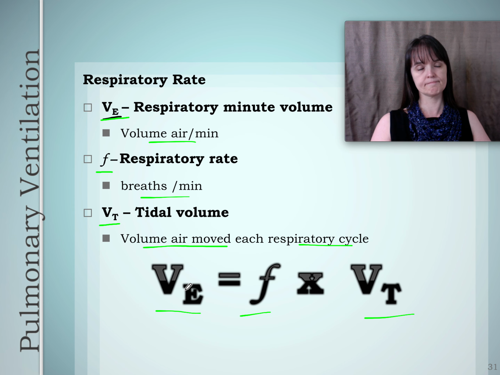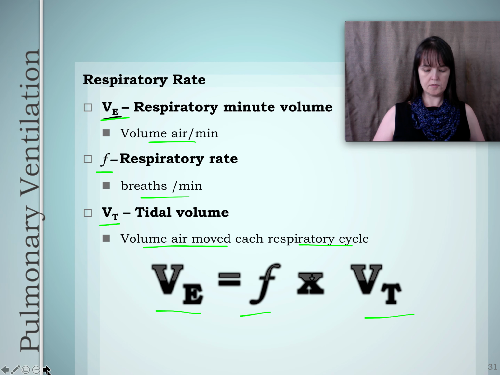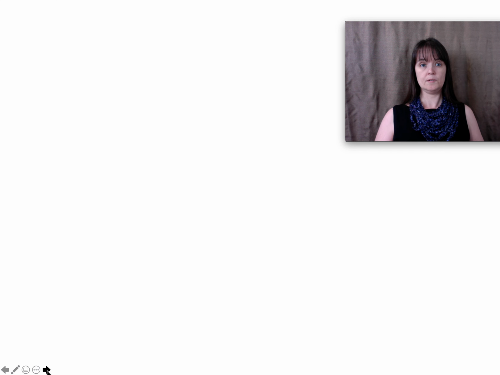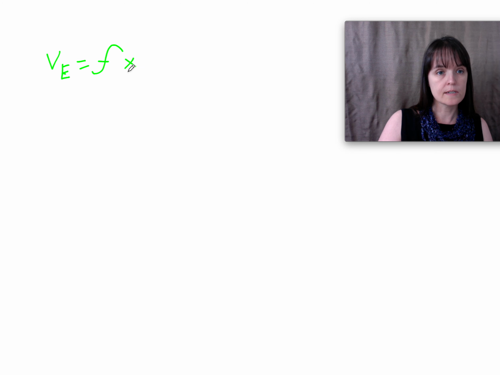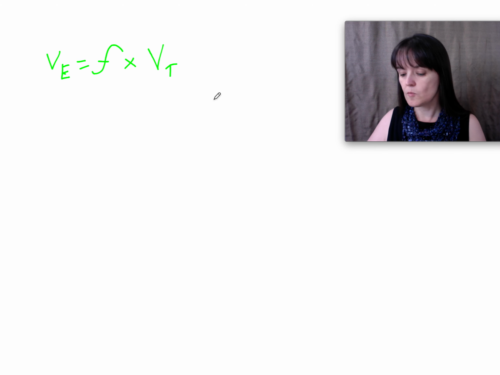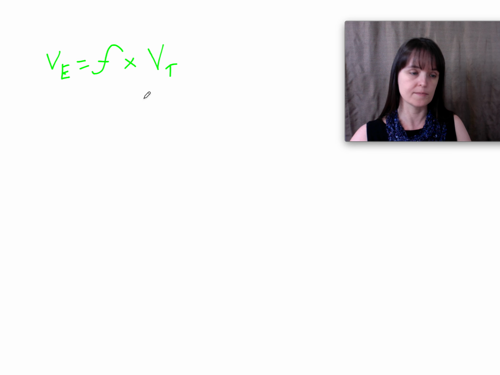Okay, so now we're going to calculate. We're going to go back. So we have the respiratory minute volume equals the respiratory rate times the tidal volume, like so. And while I generally don't ask you to actively math on the tests, you are absolutely responsible to understand the formulas and the relationships between these in the formula.